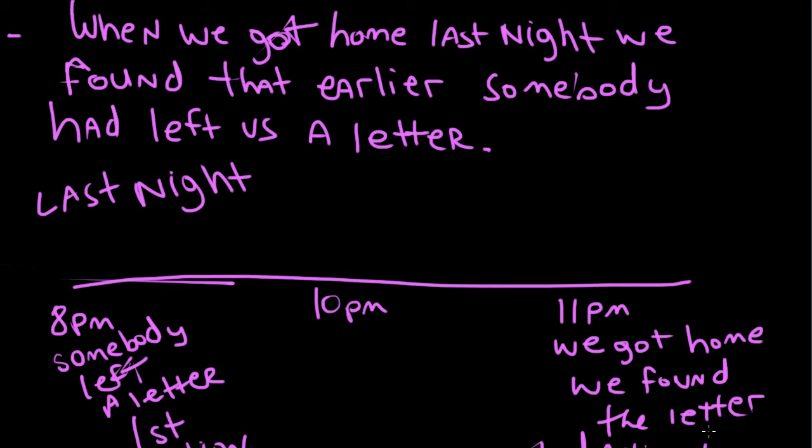So that's why we use the past perfect. When we got home last night, we found that earlier, somebody had left us a letter. So as you can see, we talk about one action that happened in the past before another action that happened in the past. That's when we use the past perfect. Let's look at some more examples.